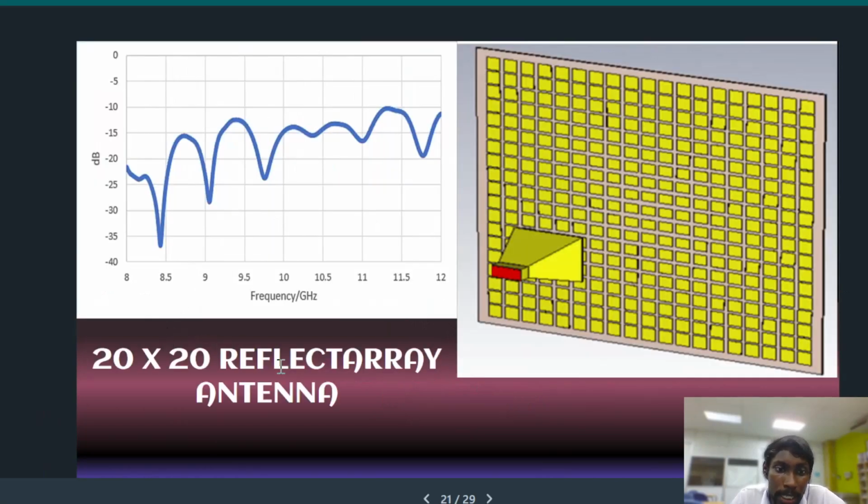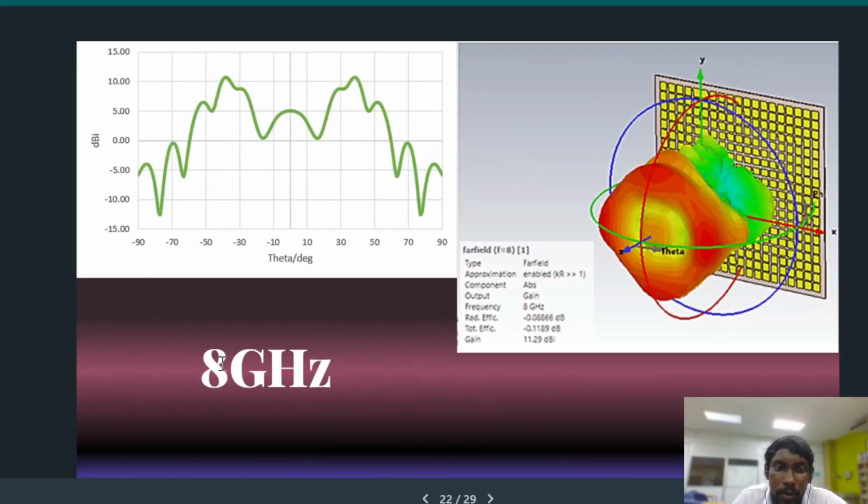This is the 20 by 20 reflector array, and that's the result. As you can see, it's all between the range of 8 to 12. The graph I set is from 8 to 12 because my application is DBS, so the range is between 8 gigahertz and 12 gigahertz. This is for 8 gigahertz, it's far field and the direction is over here. You can compare with the previous results for 8 gigahertz, 10 gigahertz, and 12 gigahertz.